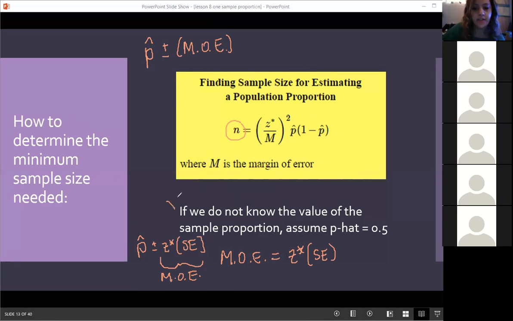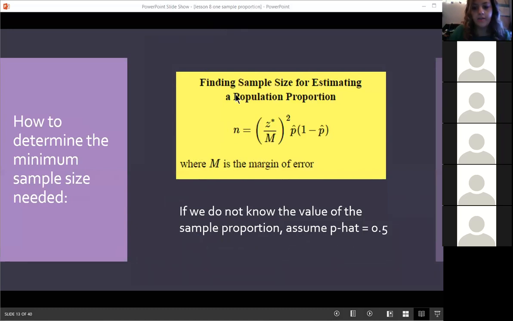And then down here, just a note, if we don't know the value of the sample proportion, we just assume that p hat is 0.5, which is saying that it's dead center, 50%. So that's just another way to look at it, if we don't know the sample proportion. That shouldn't happen too often, but it's just a side note in case you get tripped up on that.